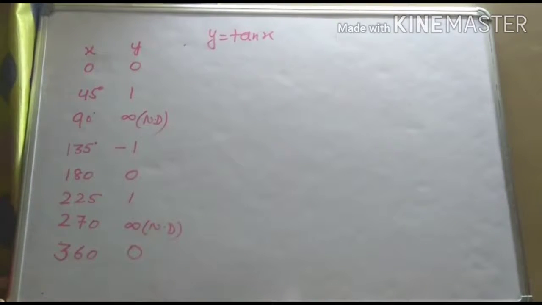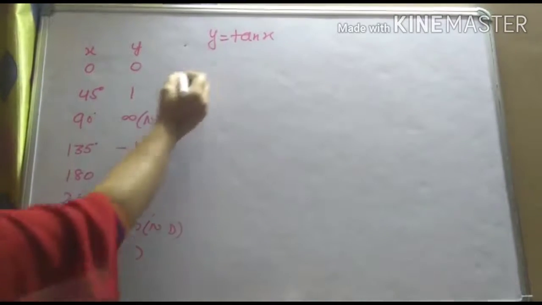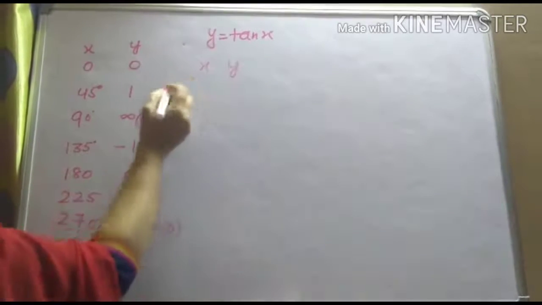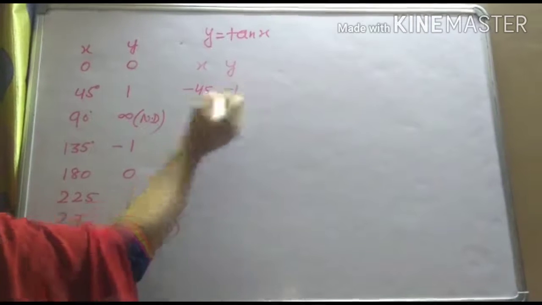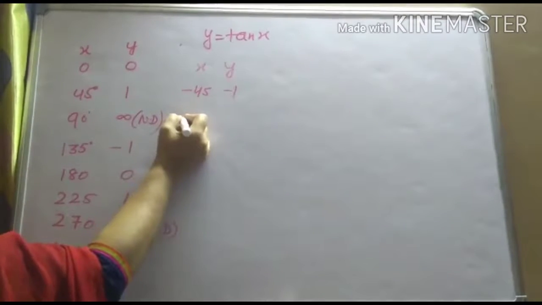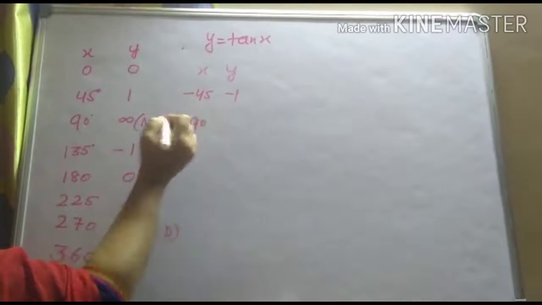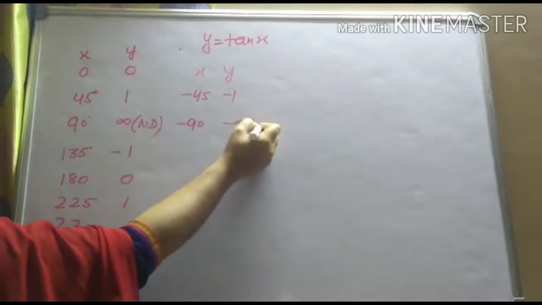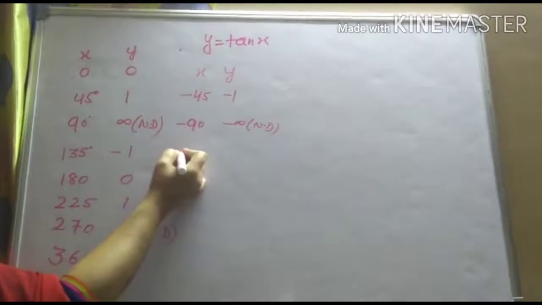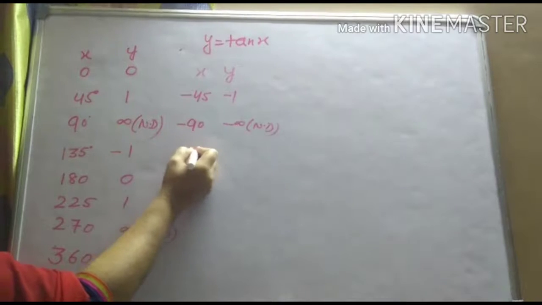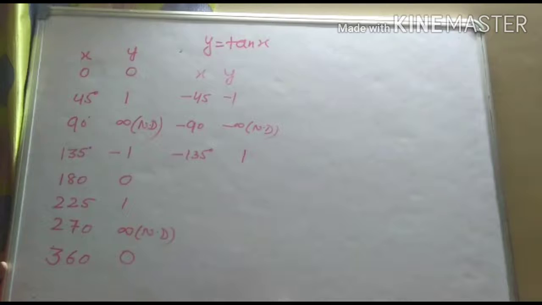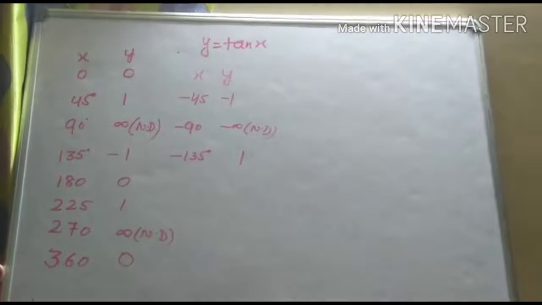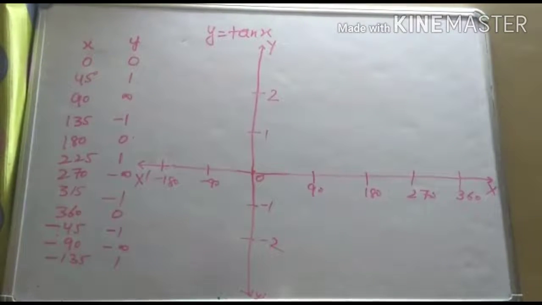We can also take negative values. If x is minus 45, then it is minus 1. Then minus 90, minus infinity, not defined. Then minus 135, that is plus 1. Now we will draw the graph of tangent x.